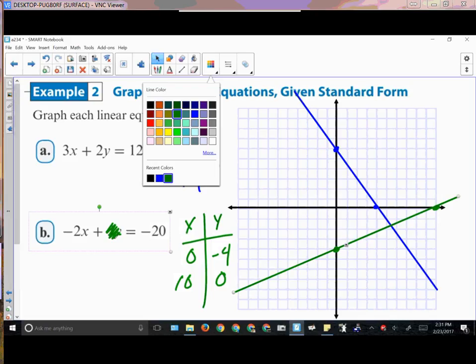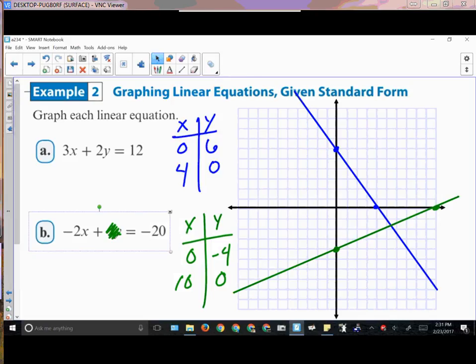And there we go. That's it. So all in all, this isn't all that difficult when you see it in this form, standard form, where you have the X and the Y on one side and you got your 12 over there.